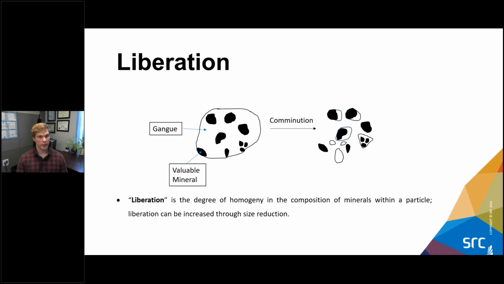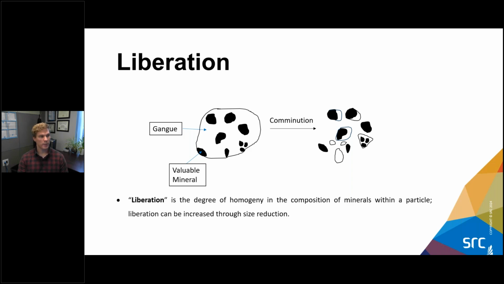A pretty important concept in mineral processing, and really for pre-concentration, is liberation. We'll call liberation the degree of homogeneity in the composition of minerals within a particle. So liberation can be increased through size reduction, right? In the white on that particle there, that's gangue. And then we'll call the black our valuable mineral, just hypothetically speaking.